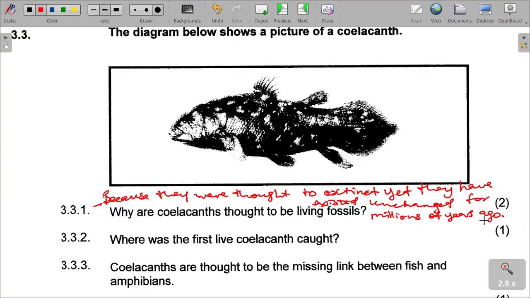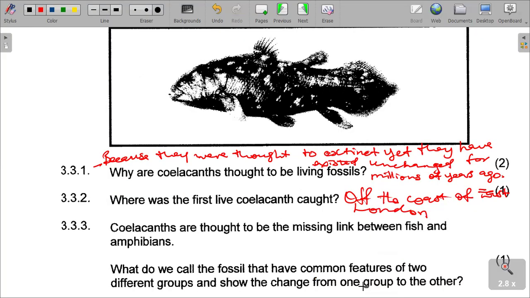And then, where was the first living coelacanth caught? It was first caught off the coast of East London.